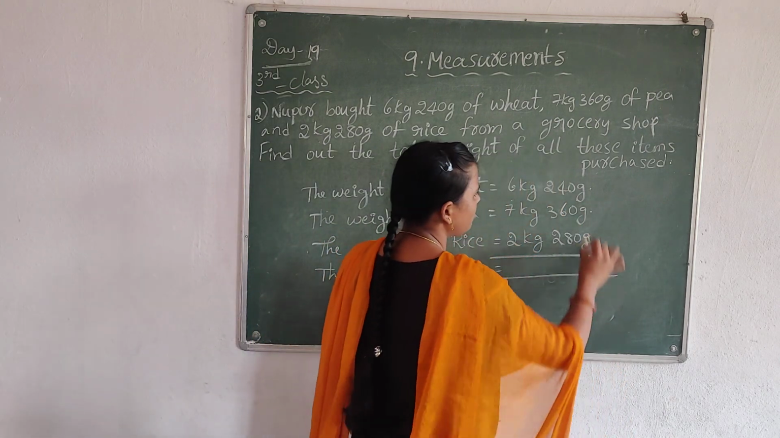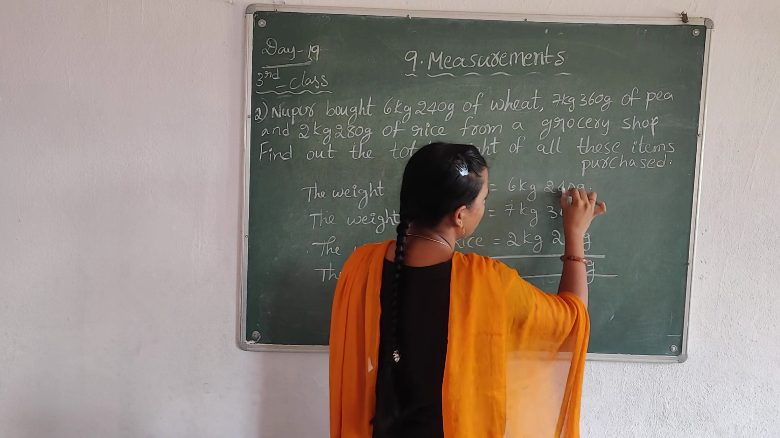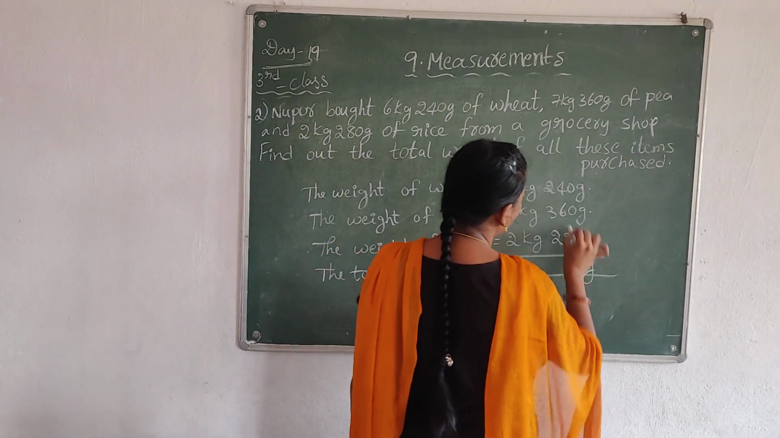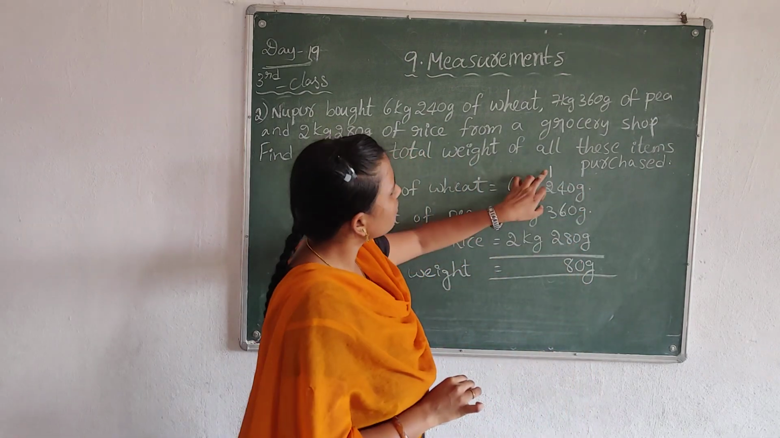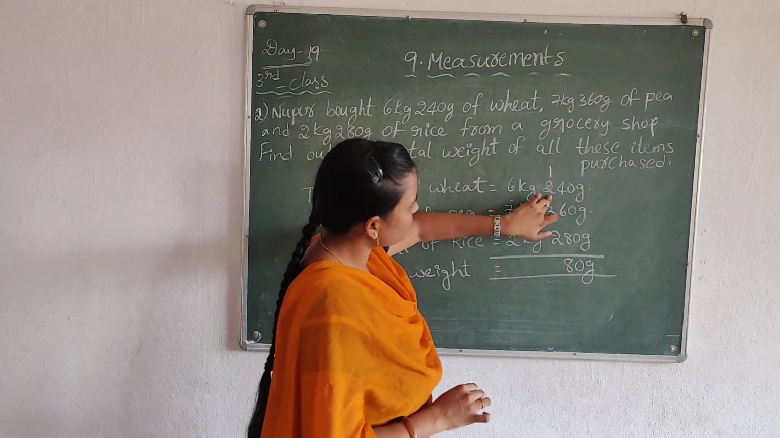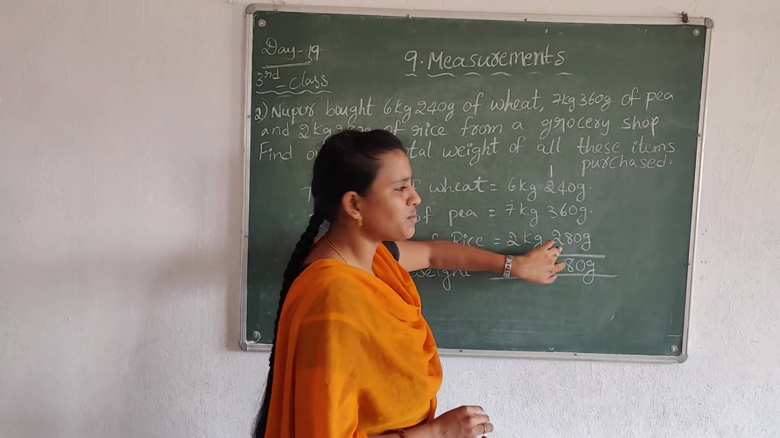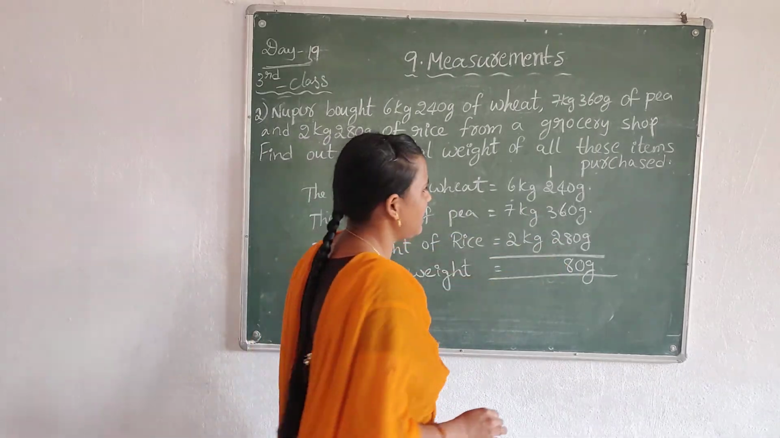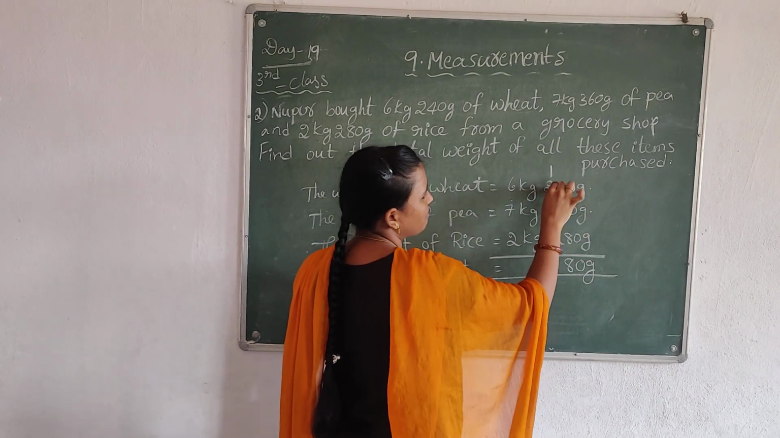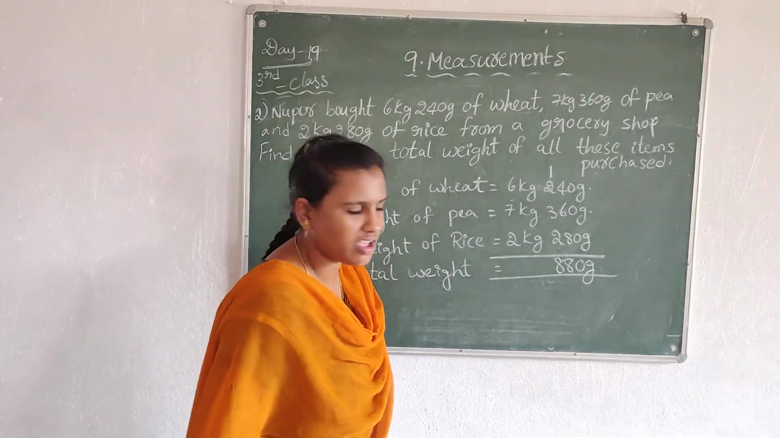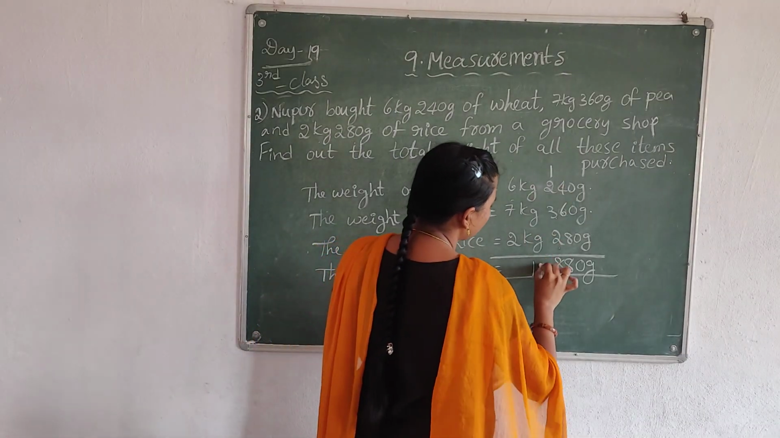Grams first. 0 is common. 4 plus 6 is 10, 10 plus 8 is 18. Next, 1 plus 2 is 3, 3 plus 3 is 6, 6 plus 2 is how much? 8. 2 plus 3 is 5, 5 plus 2 is 7, 7 plus 1 is 8. 880 grams.